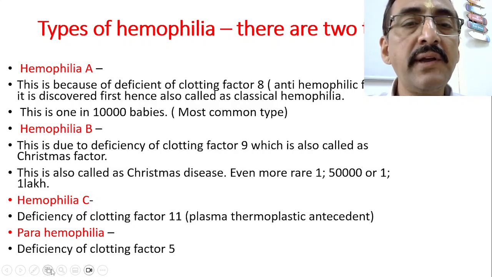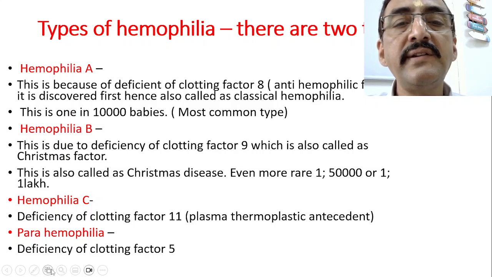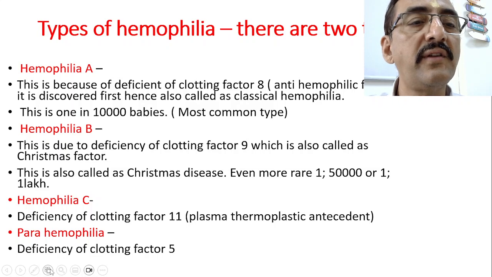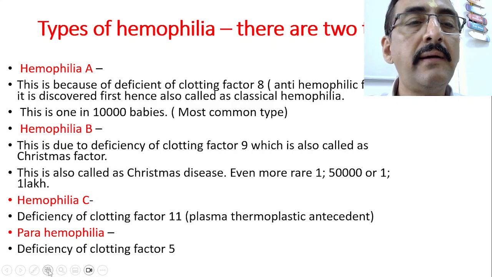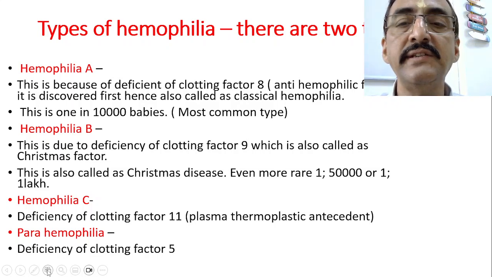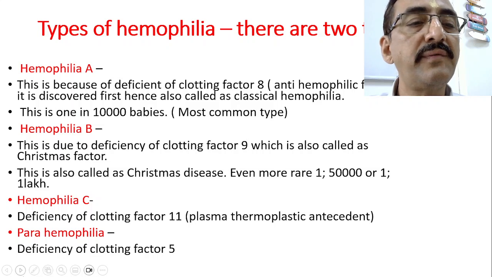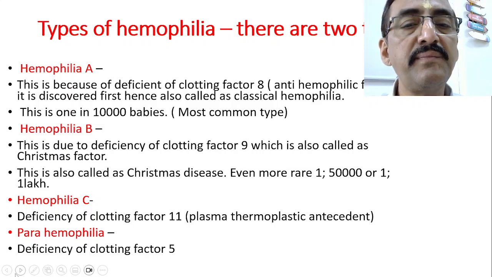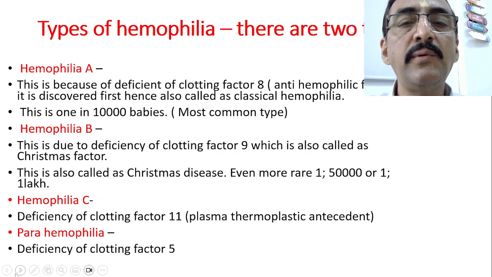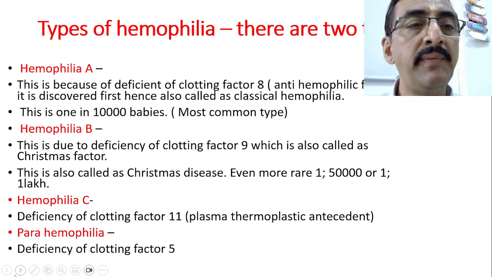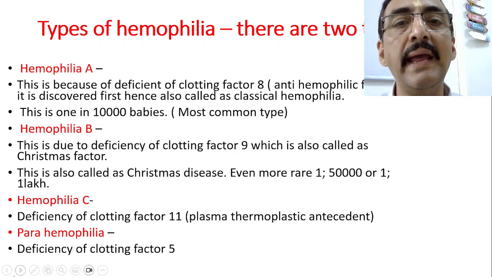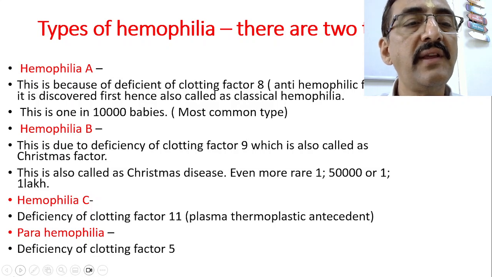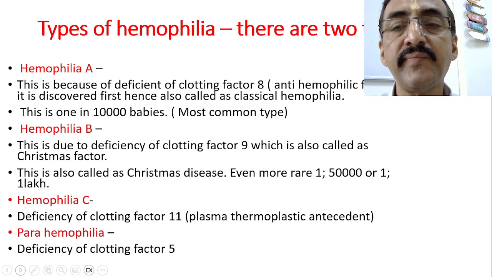Now talking about hemophilia B, this is due to the deficiency of clotting factor 9, which is also called Christmas factor. Therefore this is also called Christmas disease. Hemophilia A is called classical hemophilia, true hemophilia, or hemophilia A, whereas hemophilia B is also called Christmas disease.